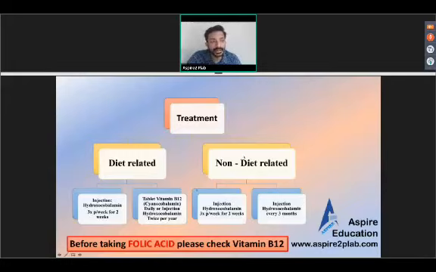Now, if it is non-dietary related, the starting point is the same: injection hydroxycobalamin 3 times per week for 2 weeks. After that, it is injection hydroxycobalamin every 3 months. Since it is non-dietary related, there is no point in giving a daily tablet of cyanocobalamin. If it is dietary related, we give tablets daily and the injection twice per year. Here it is an injection every 3 months, so 4 times in a year, but if it is diet related, it is 2 times per year. That is the difference.